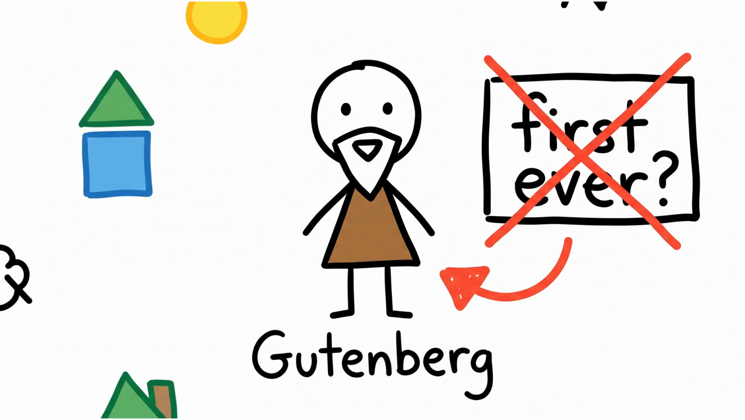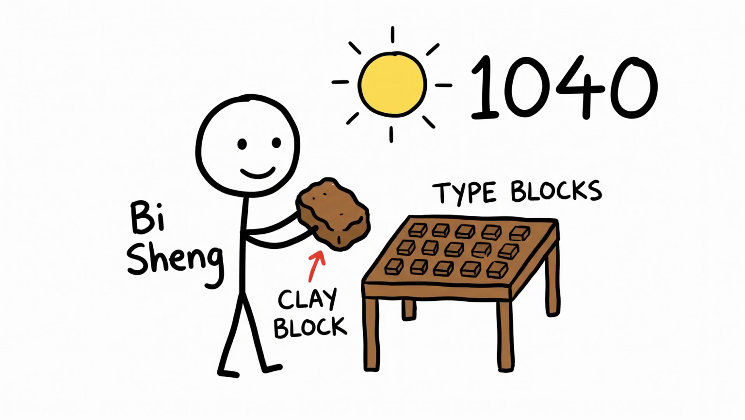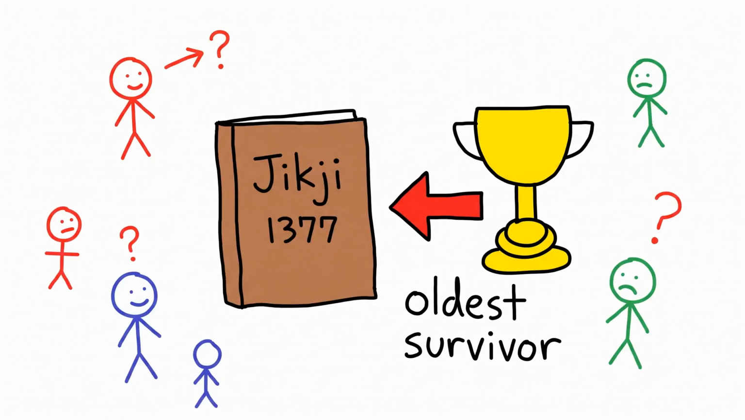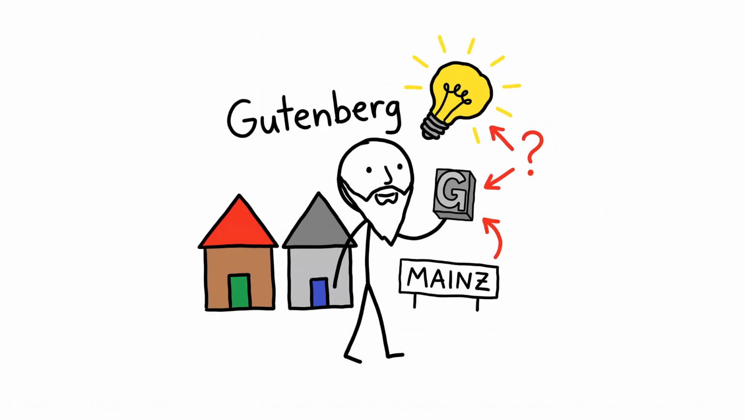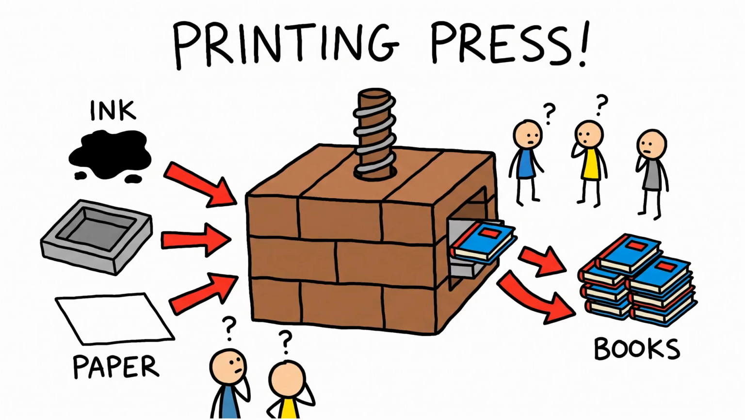But there is a myth worth killing carefully. Johannes Gutenberg did not invent movable type for the whole world. Movable type had appeared in China centuries earlier, often linked to Beisheng around 1040. Korea later produced the Jikji in 1377, the oldest surviving book known to be printed with movable metal type. Gutenberg's breakthrough was European. In Mainz, in the mid-1400s, he combined metal type, molds, ink, and press technology into a system that could reproduce books at a scale Europe had never seen.